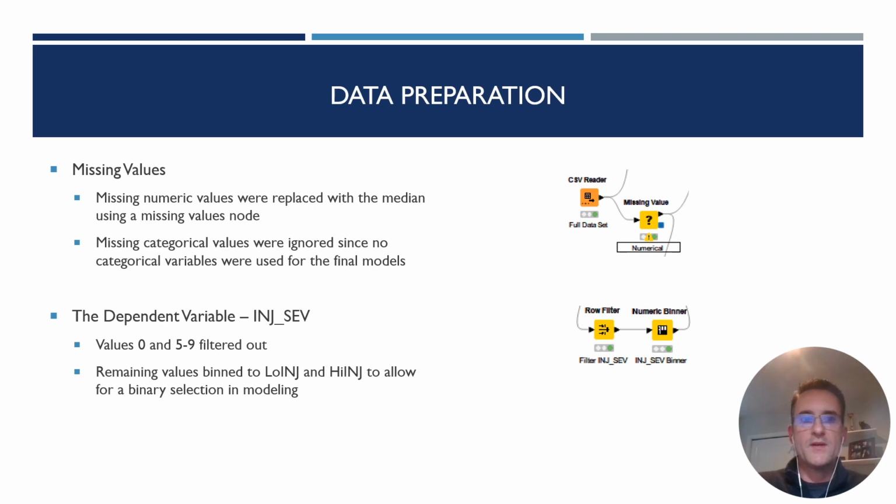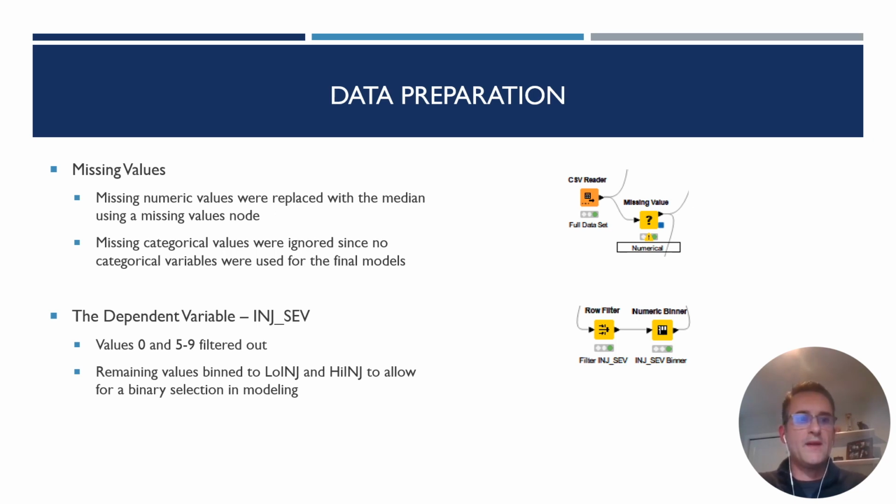Starting the data preparation part of the project, the first thing we looked at was missing values. We decided to use 2 different strategies for handling numerical and categorical missing values. For numerical values, we used a missing value node to replace the missing values with a median. And we decided for categorical values we could ignore missing values since we were not going to use any categorical variables in our final data.